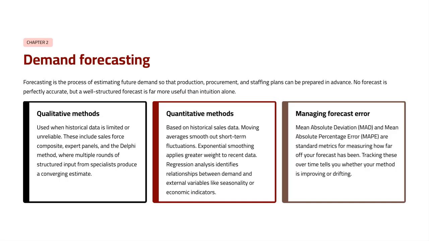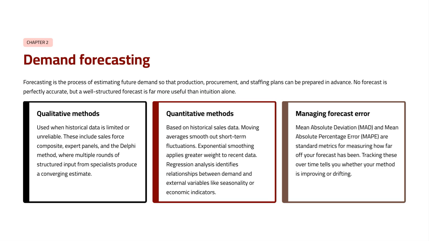In this chapter, we focus on demand forecasting, which is all about estimating future demand to help plan production, procurement, and staffing ahead of time. While no forecast is perfectly accurate, having a well-structured approach is definitely more reliable than just relying on intuition. There are 2 main types of forecasting methods. First, qualitative methods, which come into play when historical data is limited or unreliable.